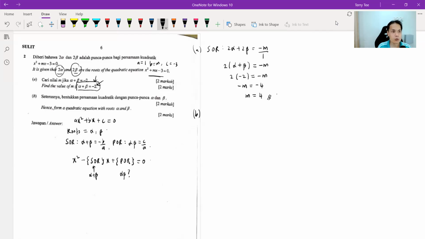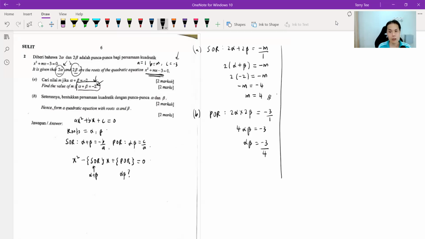Now, I need to go back to the first equation here, the equation that we were given earlier. We need to find out our POR. Now, we know the roots are 2 alpha, 2 beta. Yeah, 2 alpha times 2 beta, because that's POR, product of root. Take these two, multiply together. The result is c over a. My c is now -3. My a is 1. So 4 alpha beta is -3. Alpha beta is -3 over 4.